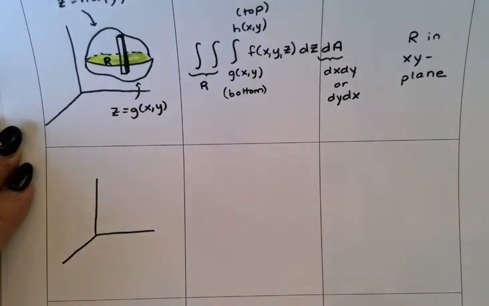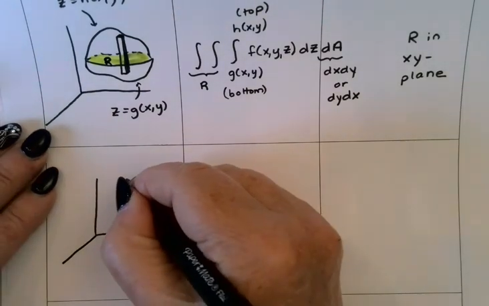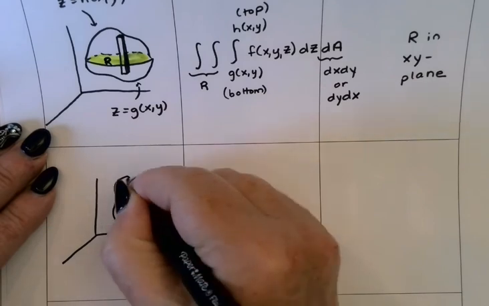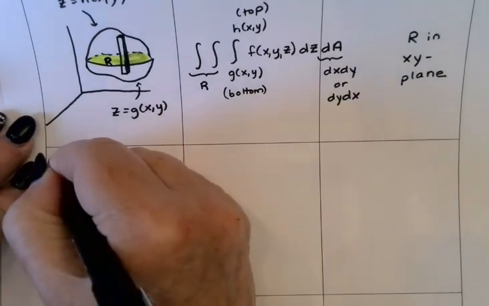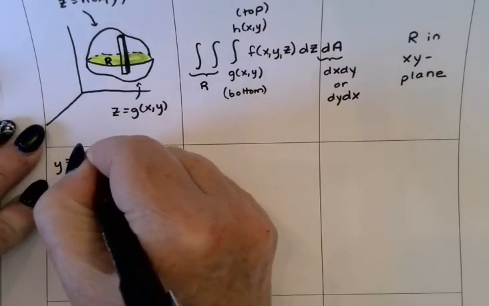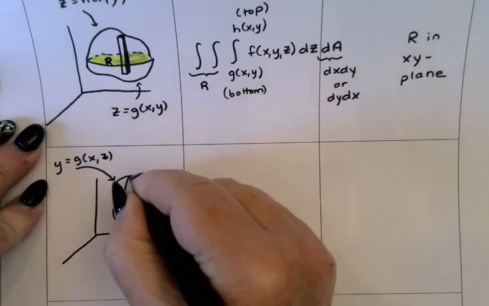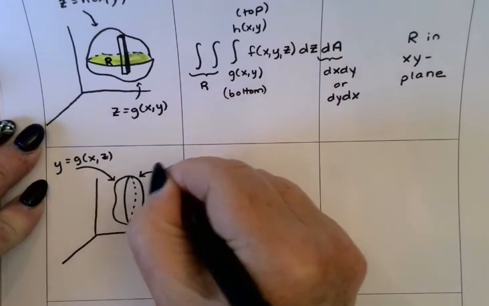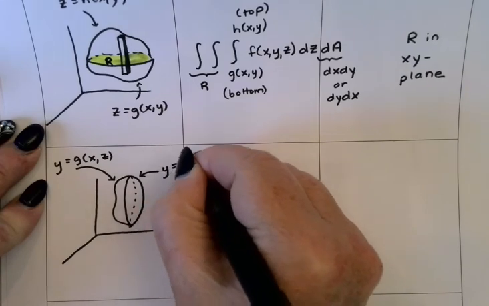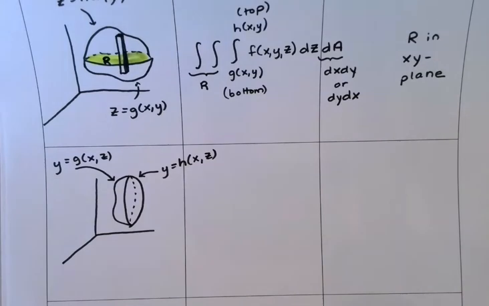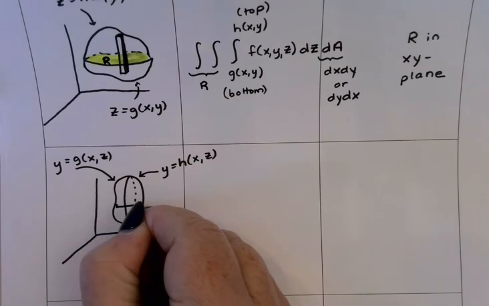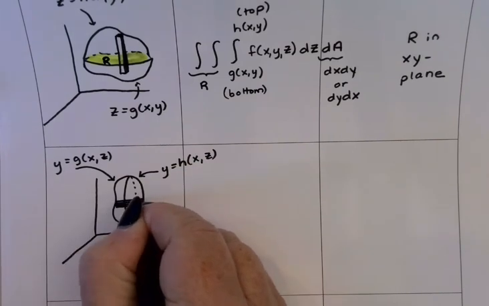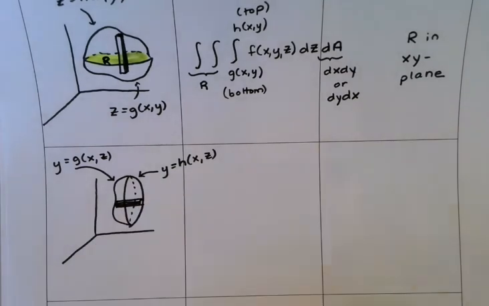Well, another possibility might be that I'm going to start by integrating from left to right. So maybe I've got a surface over here that's defined as y equals some function g of x and z. And then I've got another surface over here, y equals some function h of x and z. In that case, I want to think first about going from left to right. Again, think of it like a little column in between there.